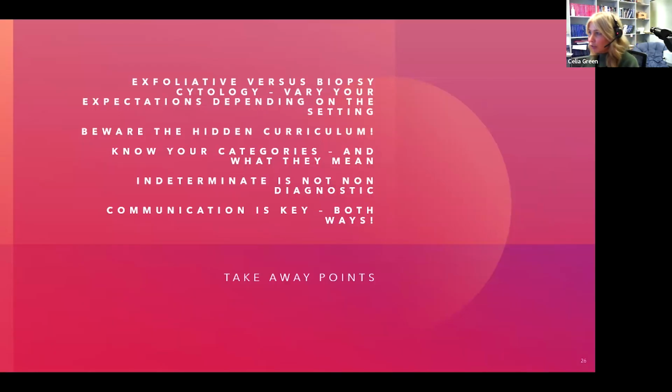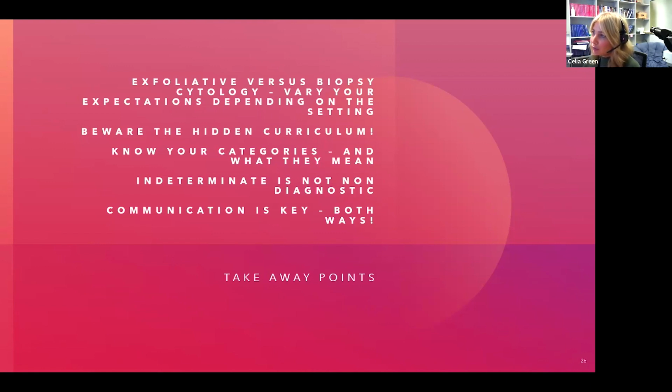So, you know, pleural fluid, and I'm sorry I haven't been able to cover absolutely everything, and I'm not sure what areas people always want to know more about, you know, lists of differentials, we can look at books, but I think if we talk about communicating and two-way communication, we'll understand each other a lot better. Remember, indeterminate is not non-diagnostic. Know your categories and what we're trying to tell you with them. Beware of the hidden curriculum.